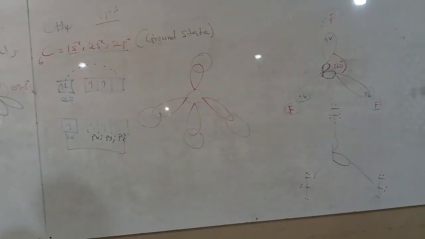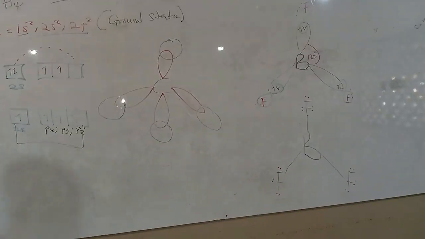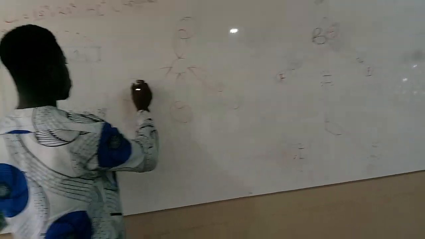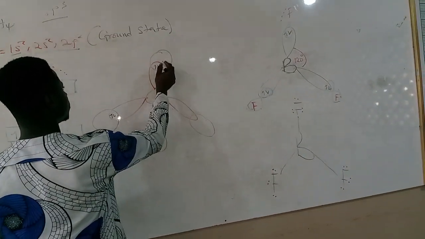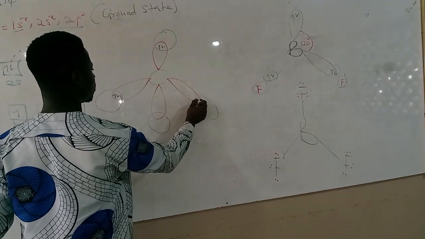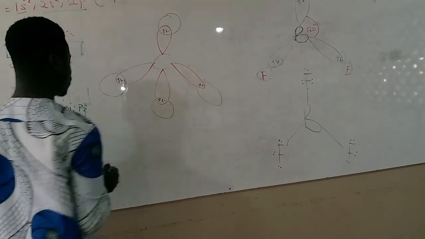These four hydrogens will donate an electron each, and carbon also donates one. So this one donates one, and this one donates one, and they share to form a covalent bond.